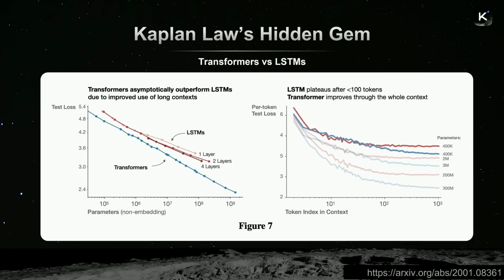But on the right-hand side, it's really interesting to see that transformers are actually better because they can improve through the whole context. The x-axis is the token index in context, and if you increase the token index, you can see that the training loss of transformers drops by a lot. If you just continually increase the context length, the loss continuously drops. But if you look at the curve of LSTM, it saturates after a certain number of tokens. It means that transformers have a better capability of capturing longer context, and this is what makes them better.